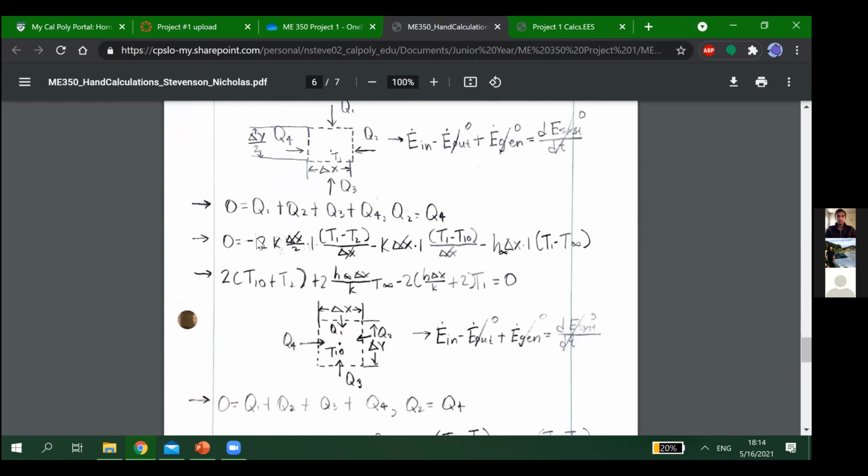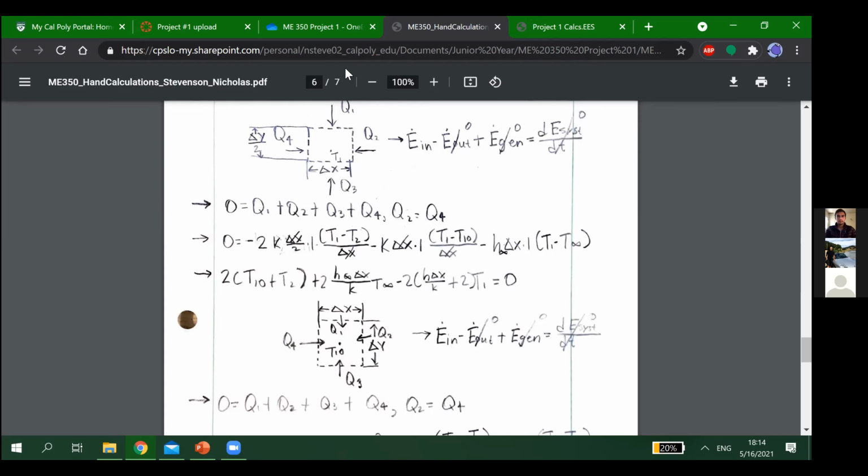So one of our other nodal equations that we derived was for T10, which was an inner node that was connected to the side we cut off. And that was also a square node. And once we simplified the first law of thermodynamics, we got it so that it would be 0 equals Q1 plus Q2 plus Q3 plus Q4. And Q2 equals Q4 through symmetry. And then that eventually simplified so we could solve for our equations.